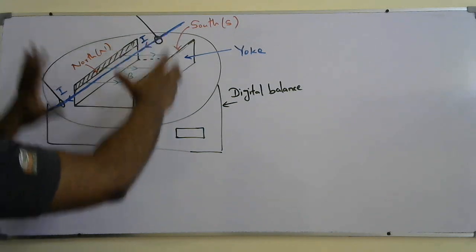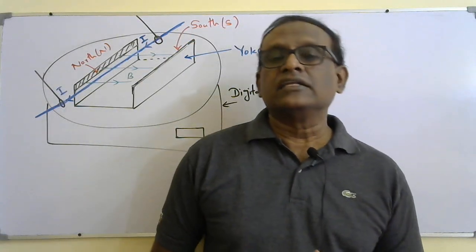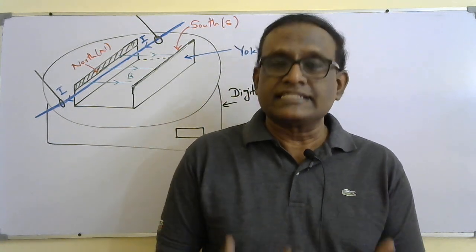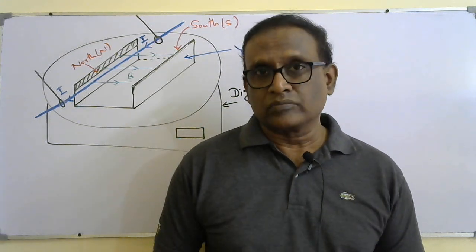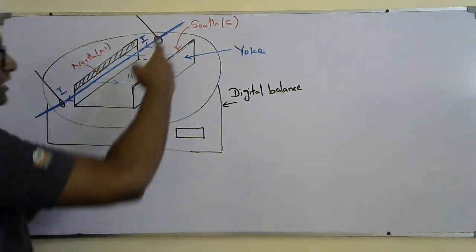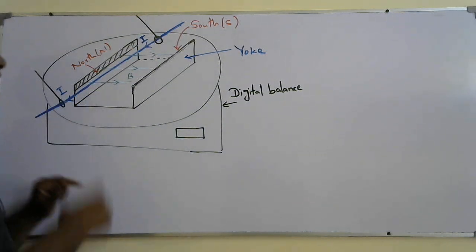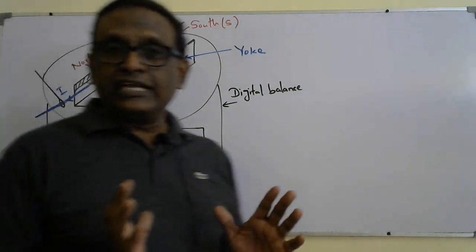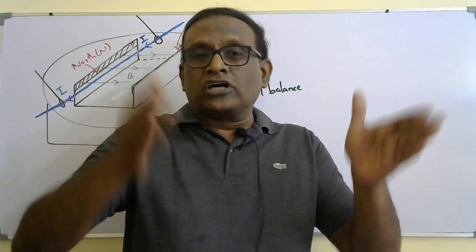When you keep the yoke on the digital balance, first the balance will read the total weight of the yoke and the magnadur magnets. If you have a reset button on the weighing scale, press it and bring the reading to zero. Now the reading is zero. When you switch on the circuit, the current flows as shown here. The current carrying wire is kept inside the magnetic field of the magnets, which are attached to the yoke.